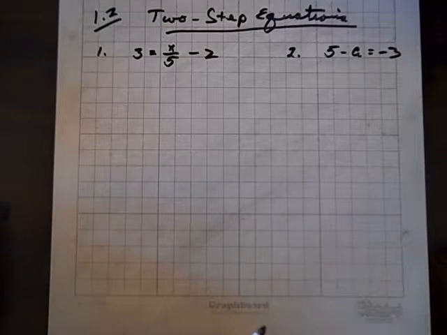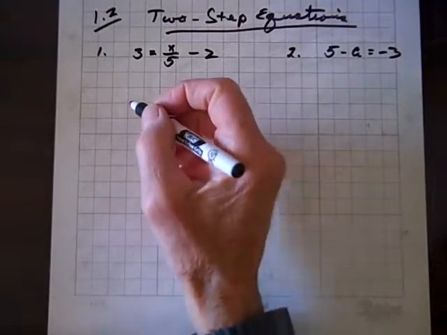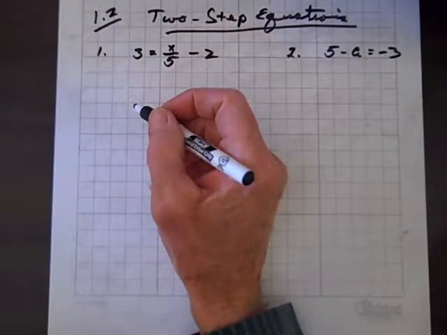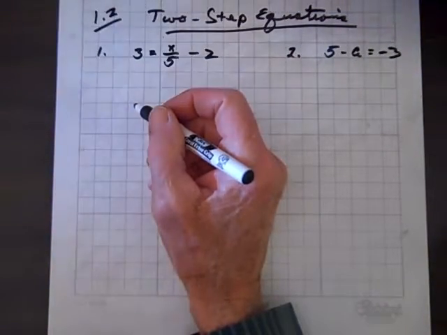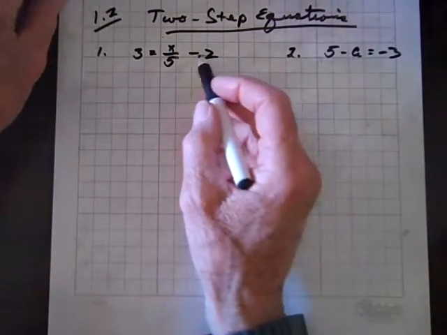Well, this is section 1.2, two-step equations. So the strategy hasn't changed. We're going to isolate the term containing the variable. Then we're going to isolate the variable. So let's see.